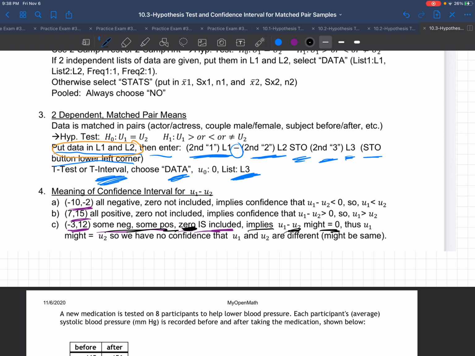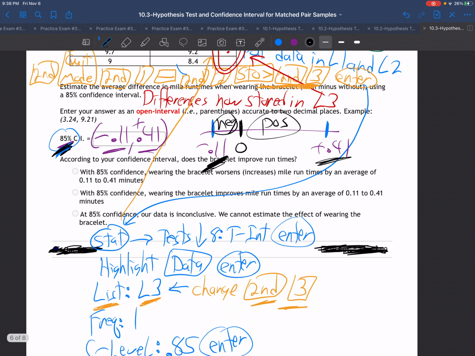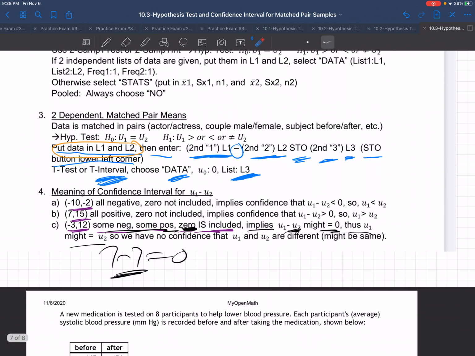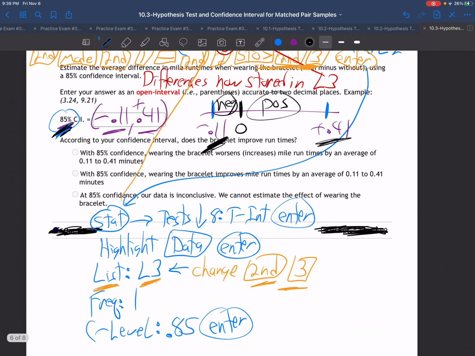It implies that the difference might be 0. And if the difference is 0, they might be equal, right? If I subtract two numbers and get 0, that only happens if they're the same number, right? So the difference might be 0, because all we know is the difference is somewhere in this range between negative 0.11 and positive 0.41. It could be negative, could be positive, could be 0. We don't know. So we have no confidence that they're different. They might be the same. So this is inconclusive.